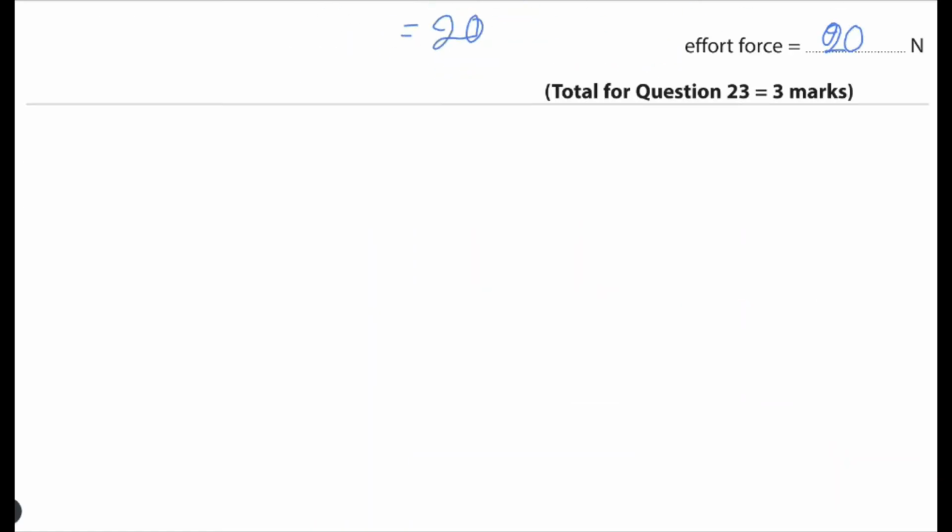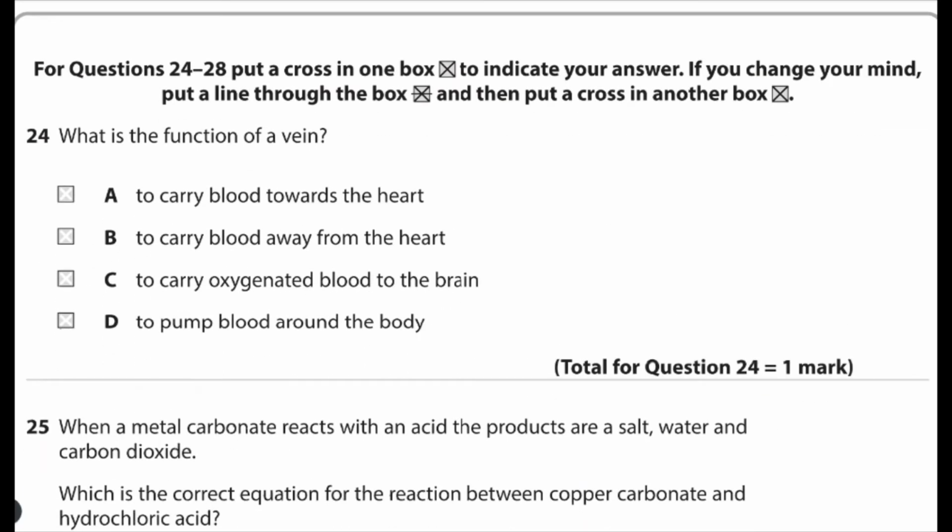Move to next question. 24th one, what is the function of vein? Now we know when we consider the circulatory system, there are three major parts: heart, arteries and veins. In between the arteries and veins we can find capillaries. We look at what are the specific parts.